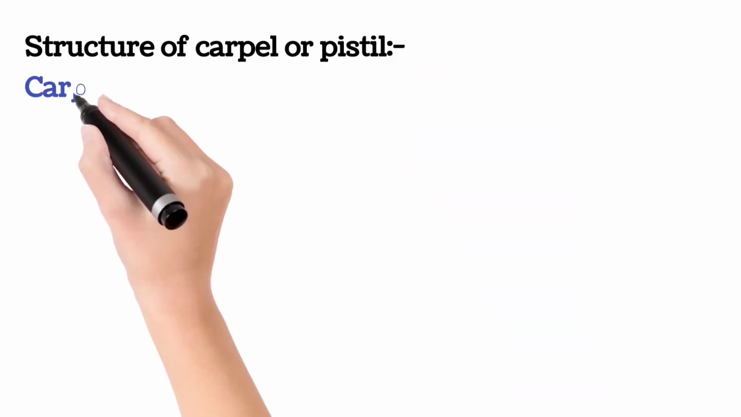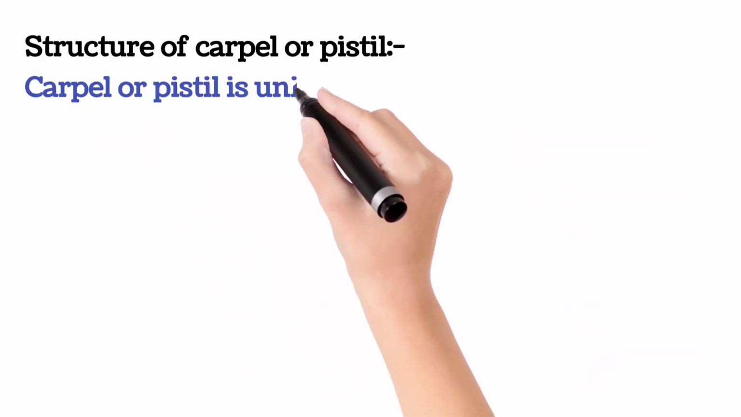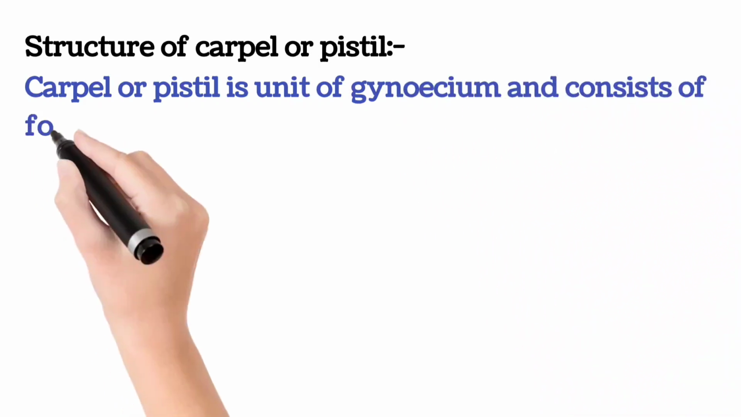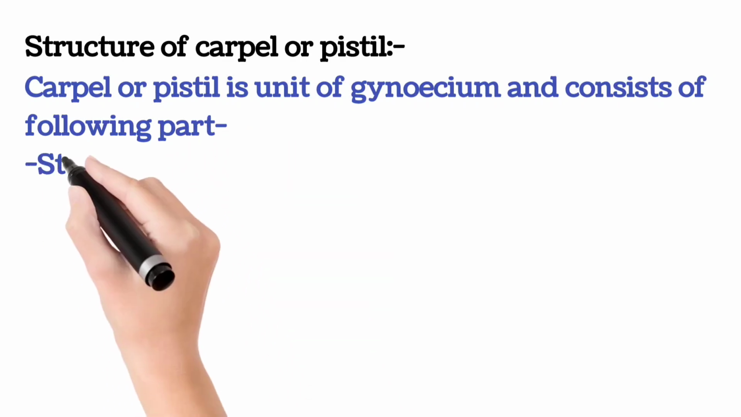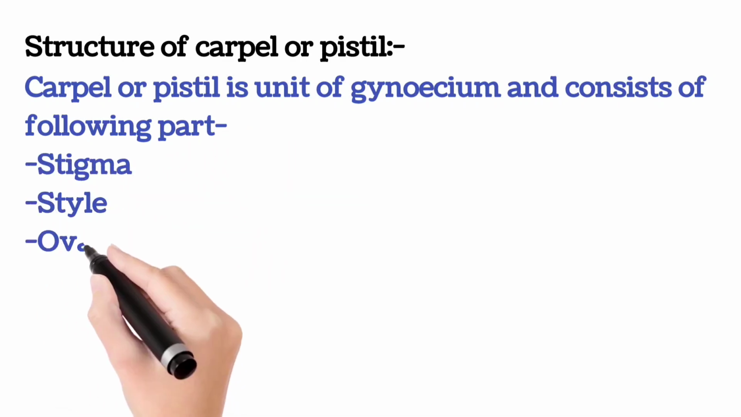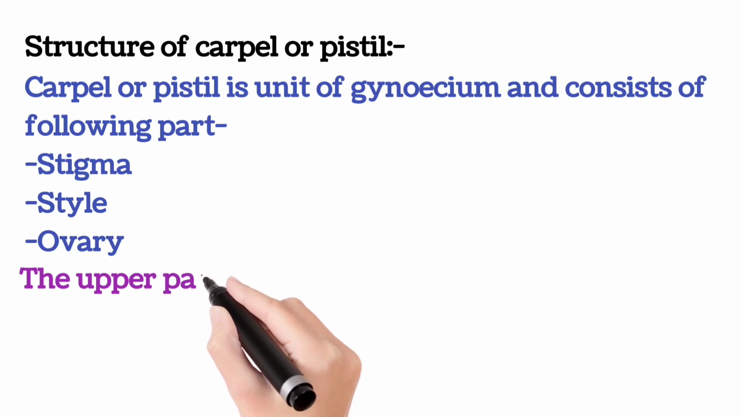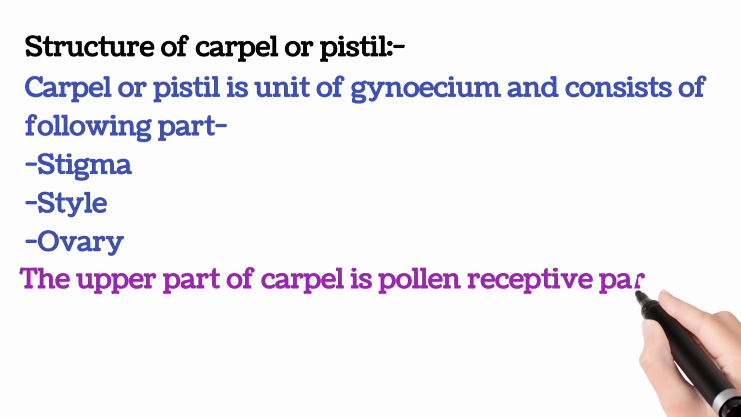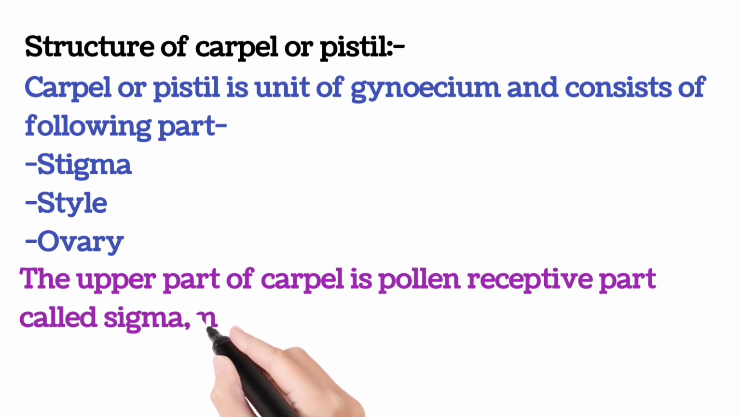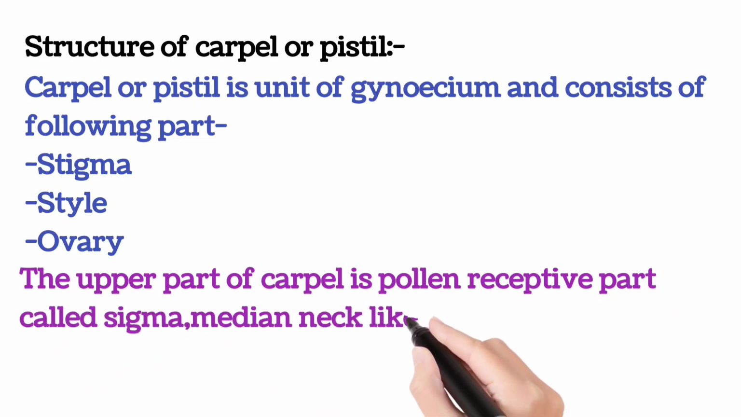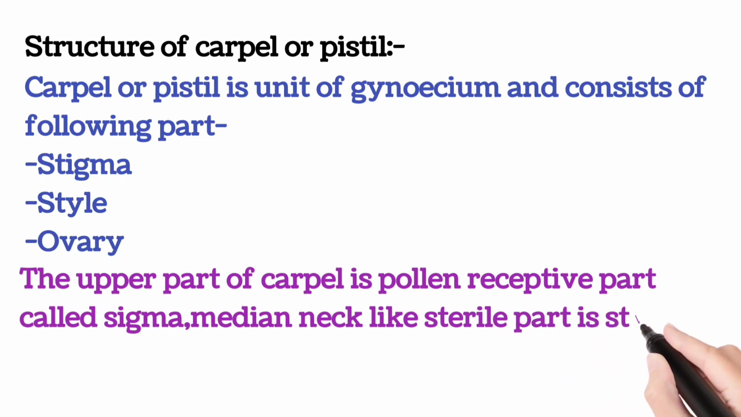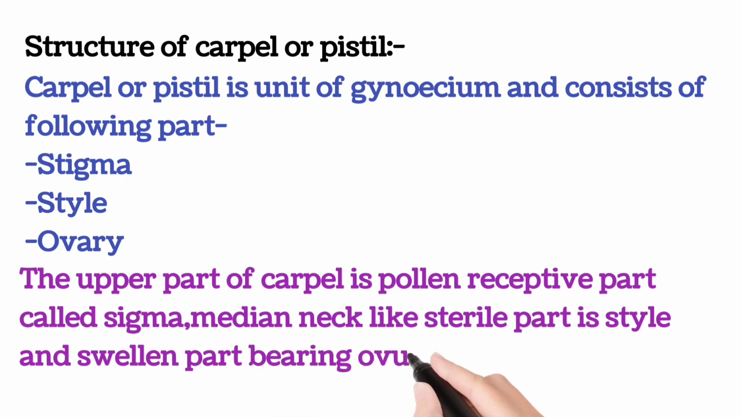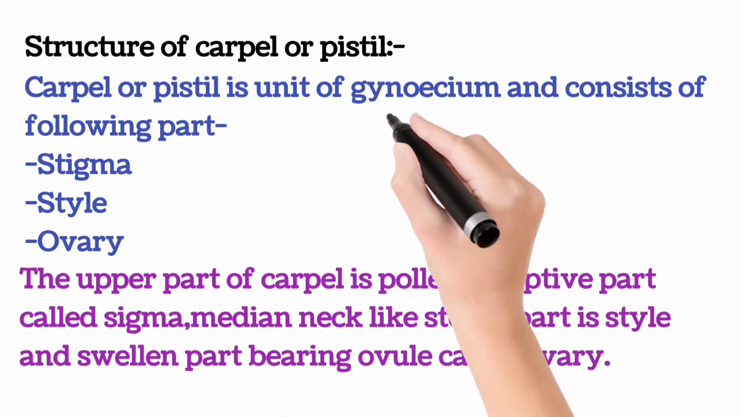Structure of carpel or pistil. Carpel or pistil is the unit of gynoecium and consists of the following parts: stigma, style and ovary. The upper part of the carpel is the pollen receptive part called stigma. The median neck-like sterile part is the style, and the swollen part bearing ovules is called ovary.